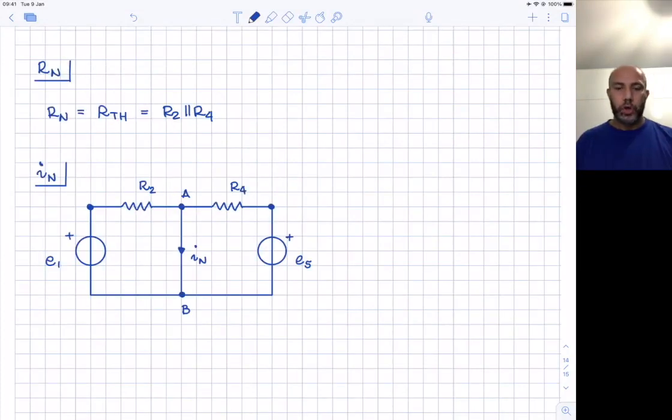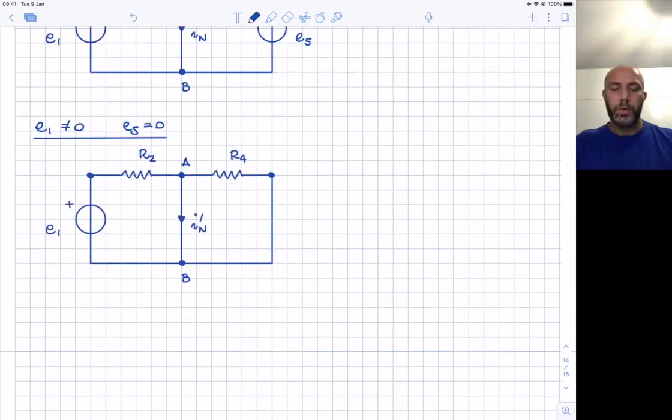Regarding the short circuit current, what we have to do is to short circuit the terminals A and B. So we have to get rid of the resistor R3 and substitute it with a short circuit and calculate the current through the short circuit. We have here two generators, so we can apply again the superposition principle, and so we have to calculate IN as the sum of two contributions.